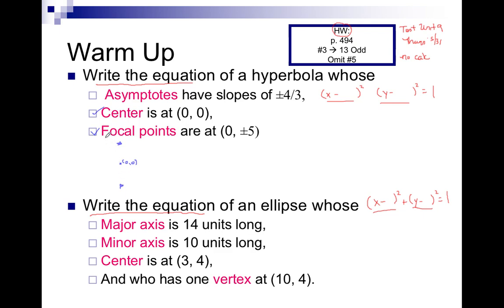What does that tell you? Focal points are captured inside the hyperbola, right? Inside that soup spoon. So that means if this distance, C, is 5, both A and B have to be smaller than 5. Also, since the center and the focal point are vertical, it tells me that the Y group must be positive and the X group needs to be negative.